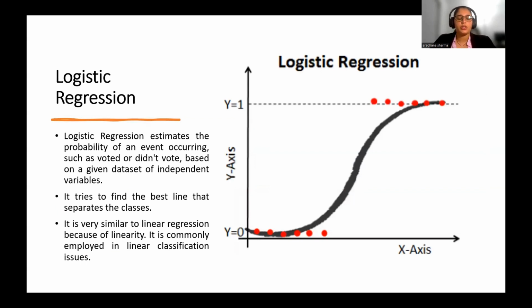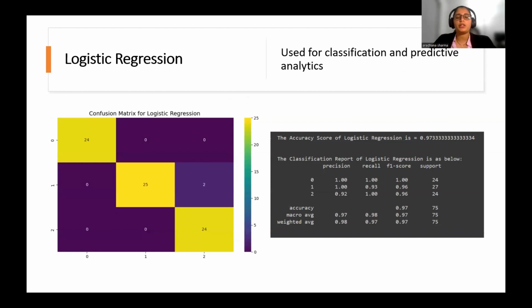Logistic regression. Logistic regression estimates the probability of an event occurring, such as voted or didn't vote, based on a given data set of independent variables. It tries to find the best line that separates the classes. It is very similar to linear regression because of its linearity. It is commonly employed in linear classification issues.